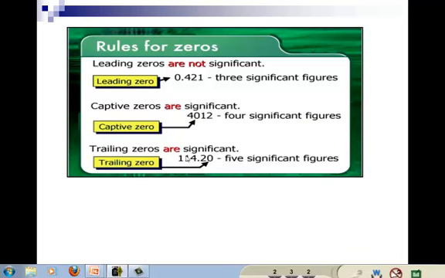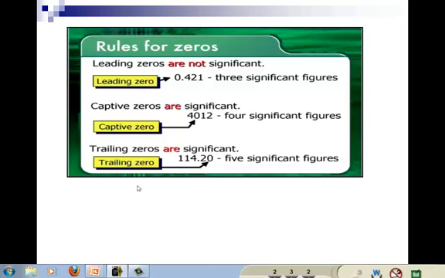And then finally, trailing zeros. Trailing zeros are significant if a decimal point is present. This zero is significant because there's a decimal point right there. That 114.20 makes that zero significant. If I would have had 1140, I would have only had 3 sig figs, 1, 2, 3. The zero would not have been significant because it is a trailing zero. Now if I'd done this and put a decimal point behind it, I would have had 4 sig figs. This zero would have been significant because the decimal point made it significant.